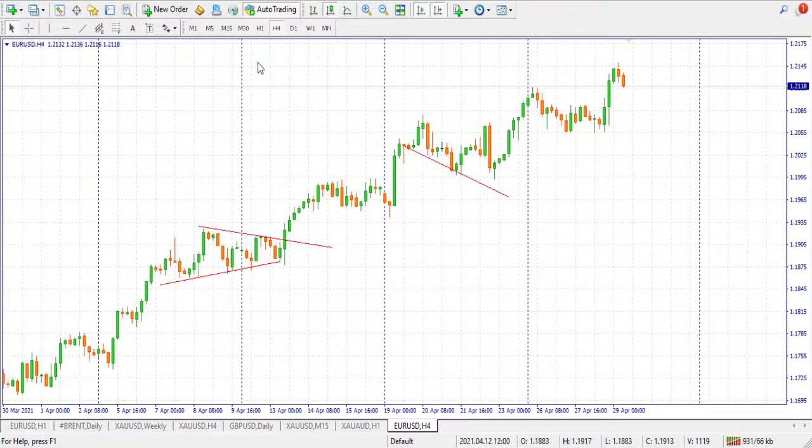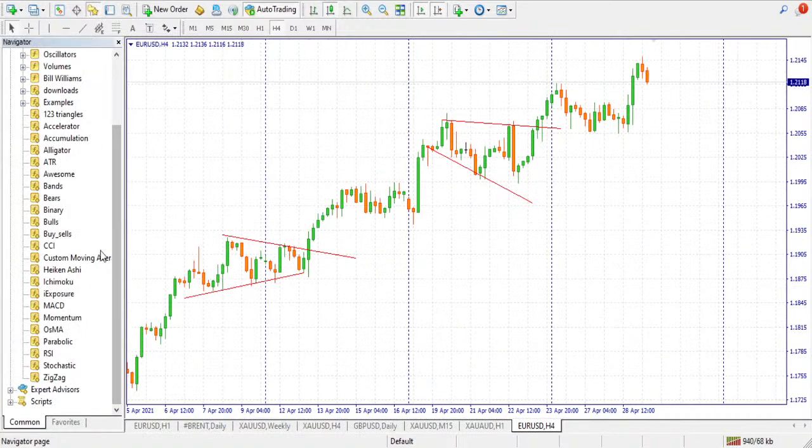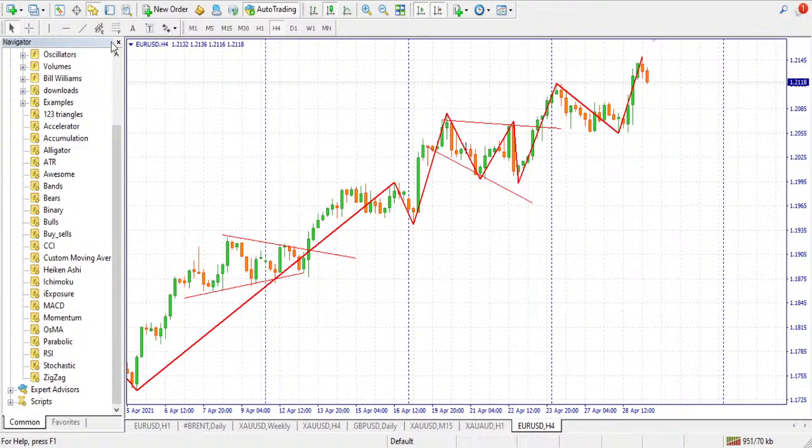We have this here, and then we have that. Then I'm going to add an indicator, the zigzag indicator. As I mentioned sometime back, I actually use the zigzag indicator just for the stop losses and to get out of trades.